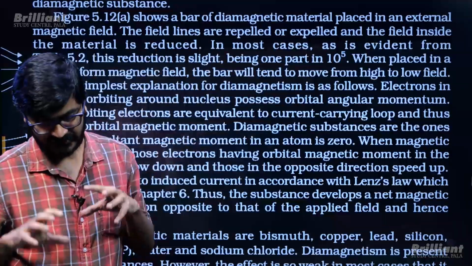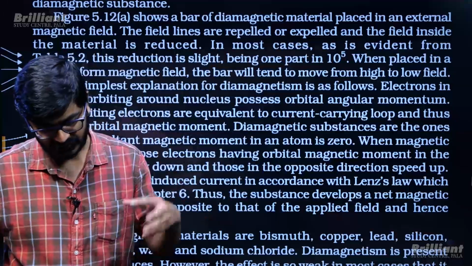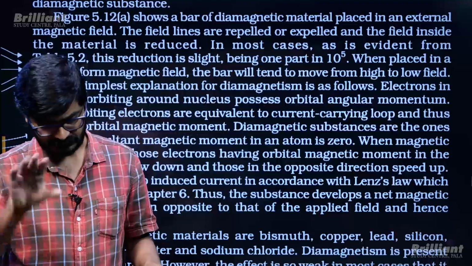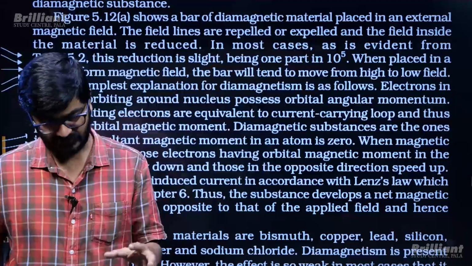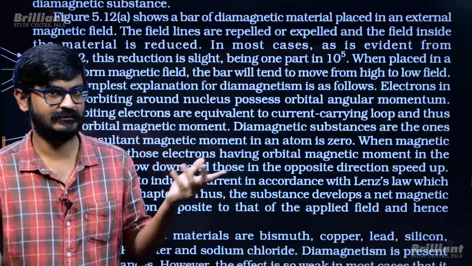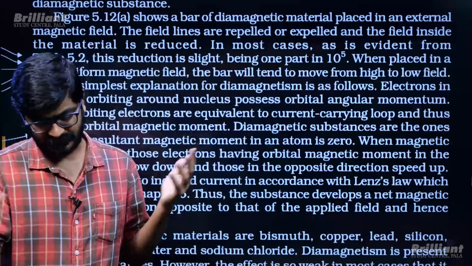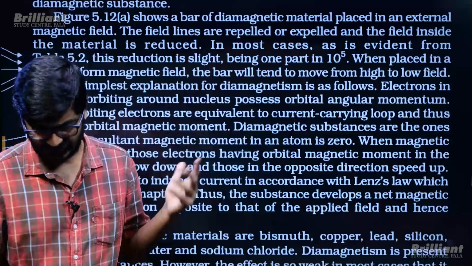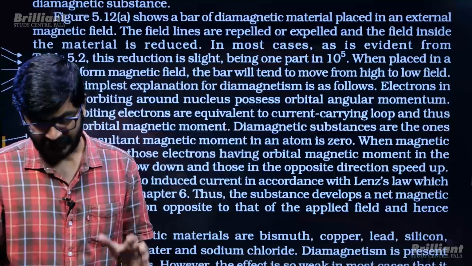The simplest explanation for diamagnetism is as follows. Electrons in an atom orbiting around the nucleus possess orbital angular momentum, right? We have seen these orbiting electrons are equivalent to a current carrying loop. So all charges moving in a loop, orbiting electrons, you can visualize it like a current carrying loop also. So a current carrying loop will possess orbital magnetic moment.